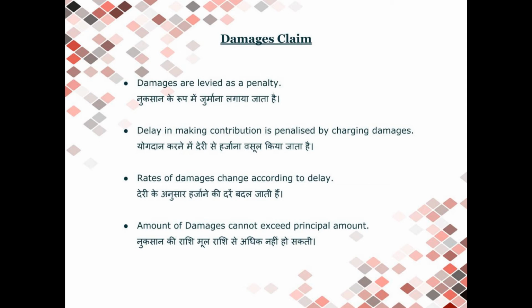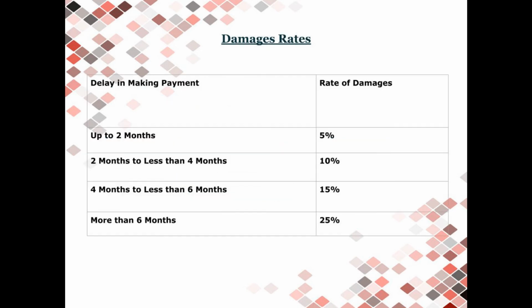Damages is a penalty for delaying the payment to ESIC. Interest is charged because the employer has used ESIC's money for his business purposes. Damages is a penalty to the employer that he has failed to pay in time, so he has to be penalized, so the damages are claimed. There is a difference in interest and damages because of this reason. The rates of damages are increasing, whereas the rate of interest is fixed.